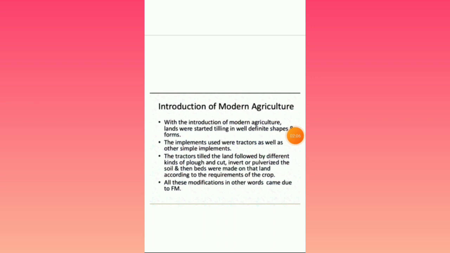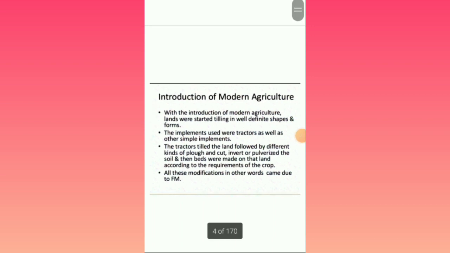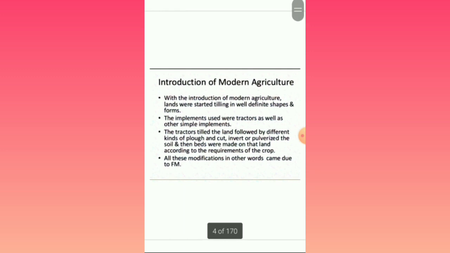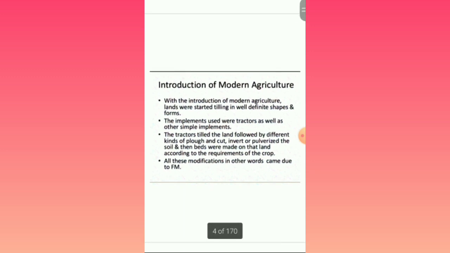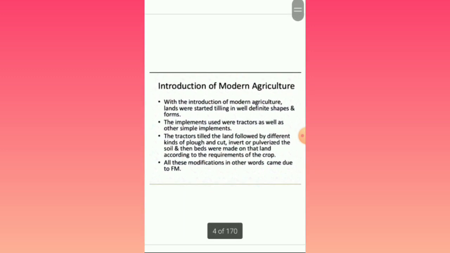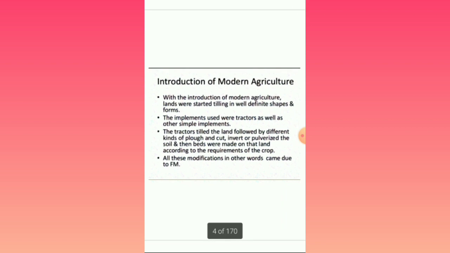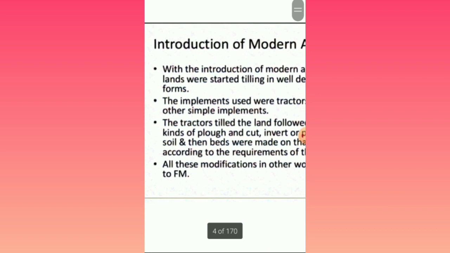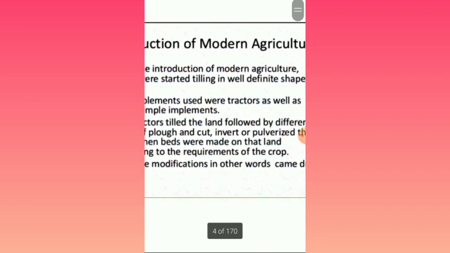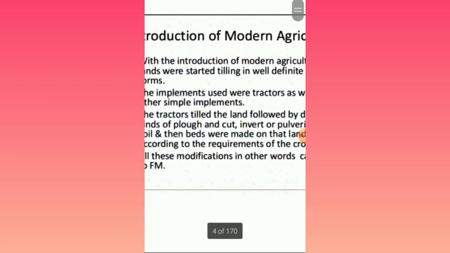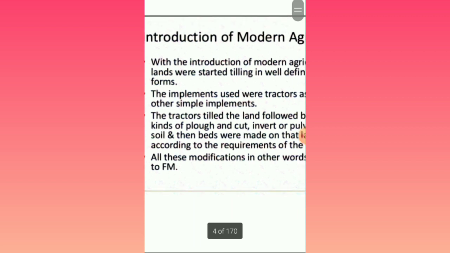Introduction of modern agriculture. Students, with the introduction of modern agriculture, land started being tilled in definite shapes and forms. And the implements used were the tractor as well as other simple implements.